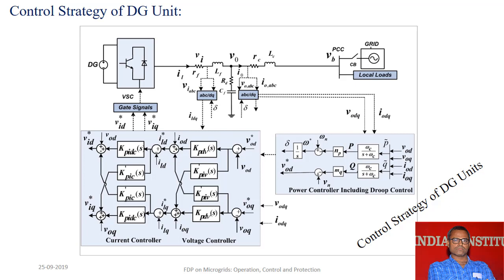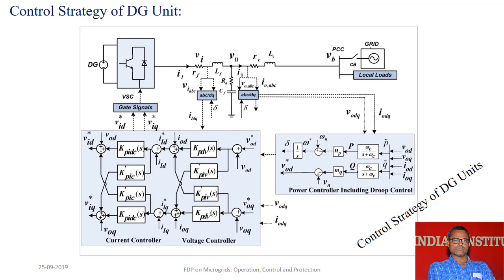So the inner loop is your current controller and voltage controller, which maintains the current, and it gives the reference signal to the gate signal, right? Here you can see the reference signal is fed to the gate to create the gate signal for the switching device for the inverters, right? Okay, so these are the controllers.